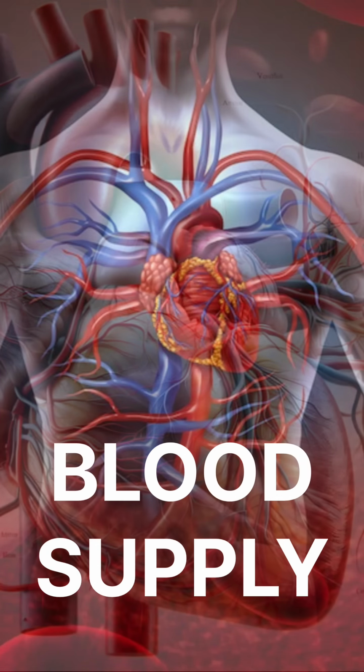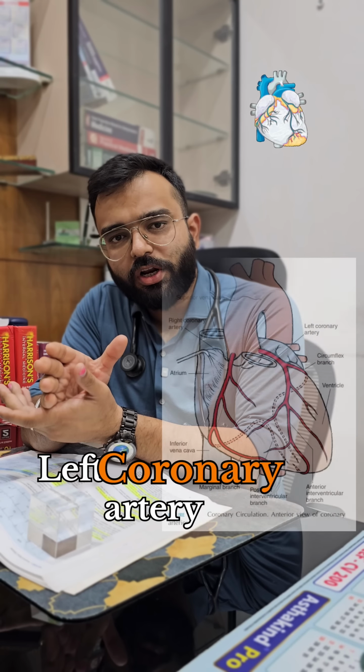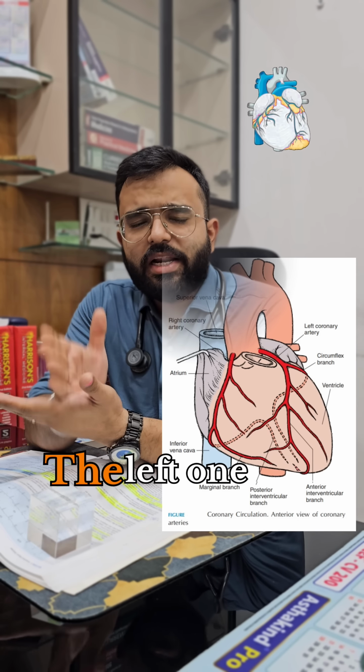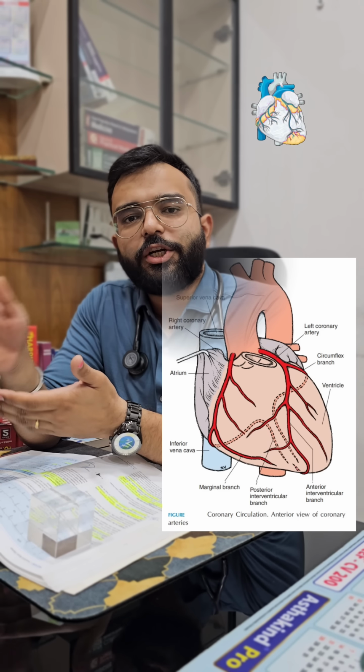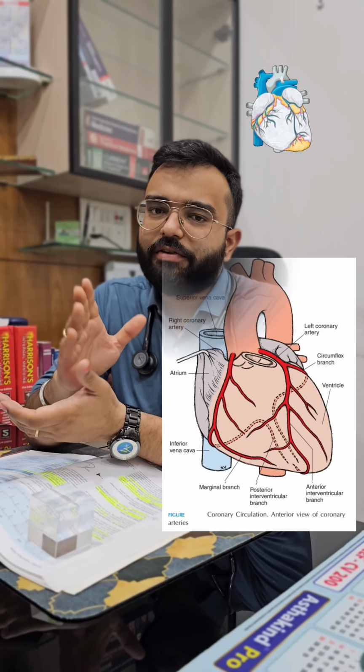So, before learning how to localize an MI on an ECG, it's important to learn the blood supply of the heart. The blood supply of the heart is done by the coronary arteries, the left coronary artery and the right coronary artery. The left one is also known as the LMC, that is the left main coronary artery, which divides into the left anterior descending artery and the left circumflex artery.